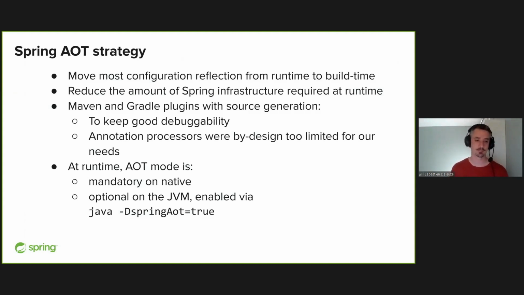And so at runtime, AOT mode is mandatory on native, because we are really using that to provide our native support, to reduce the amount of native configuration. And it is optional on the JVM. Currently, it is enabled when you are using the AOT plugin during the build. And then at runtime, you use the -Dspring.aot=true flag to enable that.